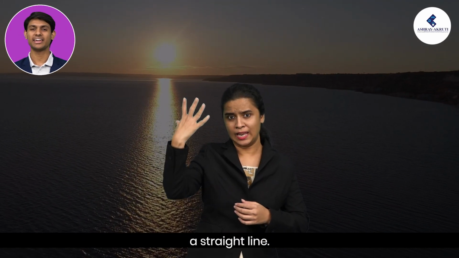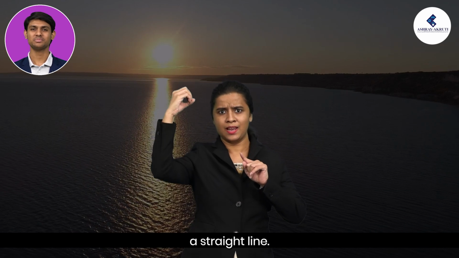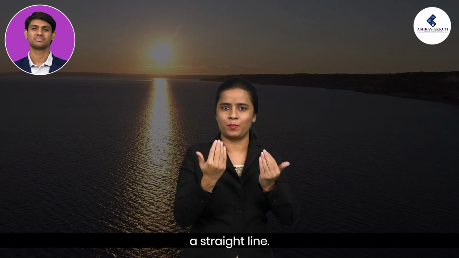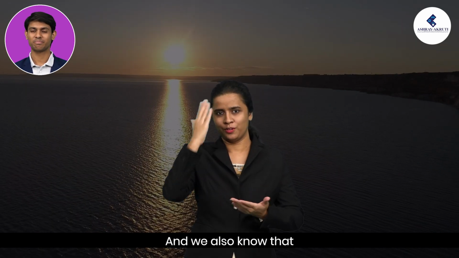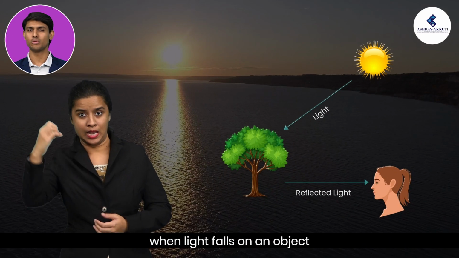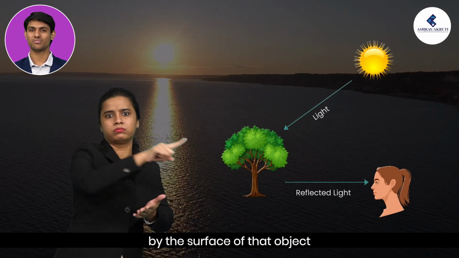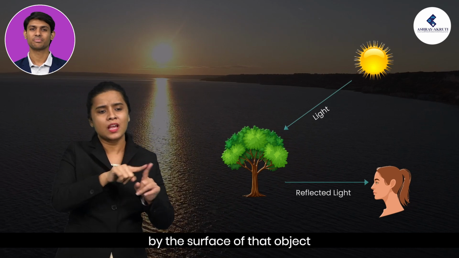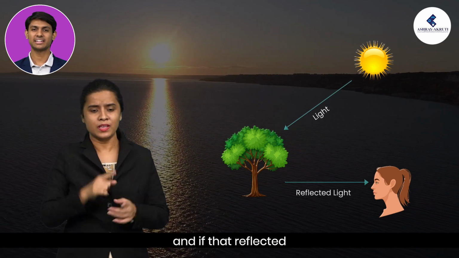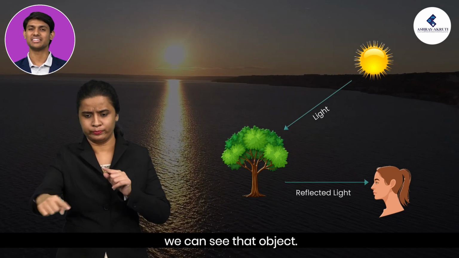travels along a straight line. And we also know that when light falls on an object, it will be reflected by the surface of that object, and if that reflected light reaches our eyes, we can see that object.